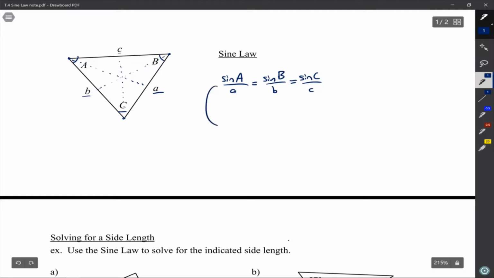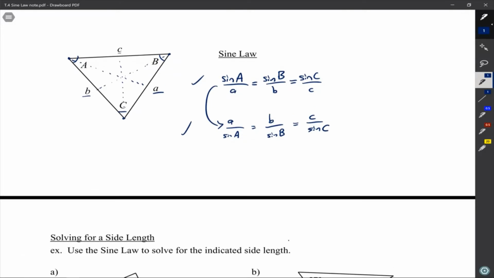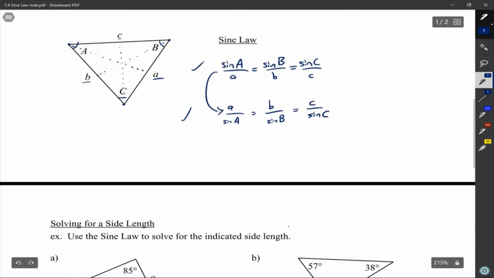Now, since these are true, we can use it in one of two ways. We could also write it the other way, the inverse way, which is side length A divided by the sine of angle A equals side length B over the sine of angle B equals side length C over the sine of angle C. So these are both our sine laws here. You can use whichever one you need. You'll see that in a moment because we're about to go over it.